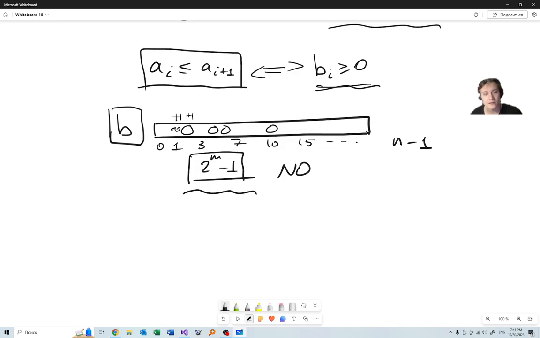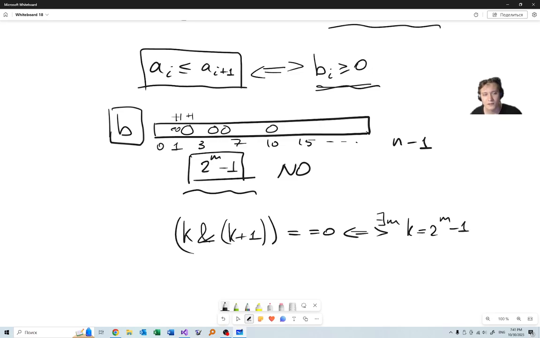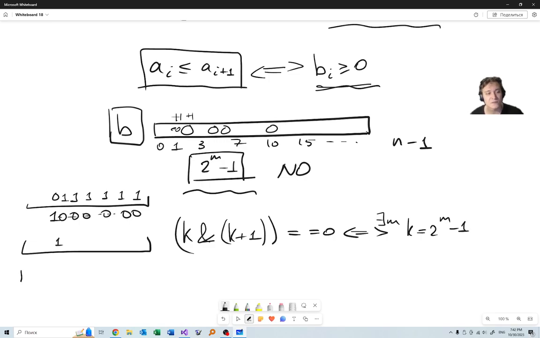But briefly, you can take your number k and take number k plus 1, and you take their bitwise AND. If after that this is 0, this is equivalent to k being a power of 2 minus 1. This happens because if you look at the binary representation, if you have all 1s and you add one more 1, then all these 1s are destroyed, they are replaced with 0s, and you get some other new 1. But here will be 0 here. And if it is not a power of 2 minus 1, then there will be a 1 which is preserved. So after adding 1, it is still there.